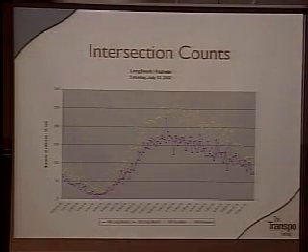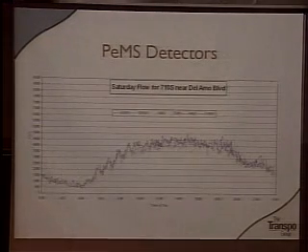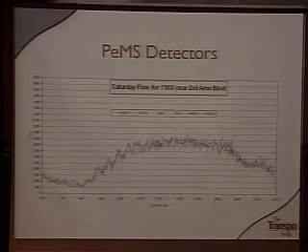Intersection counts, again, that's important for the demand estimation and for the validation process, whether at the intersection or on the freeway itself. These are some examples of data that were collected from the PEMS, the Performance Measurement System. It's basically the loops that are available on the California freeways.